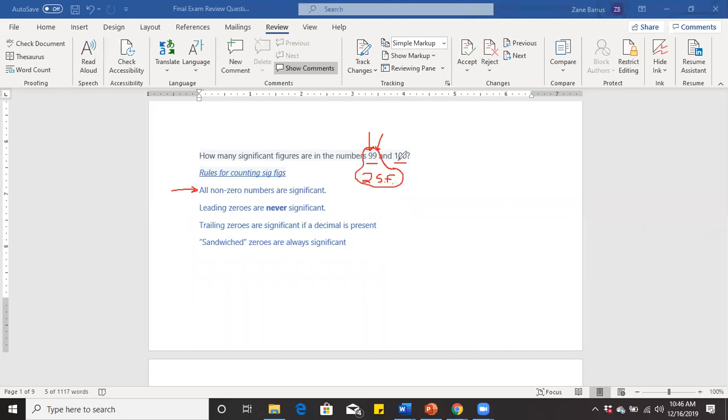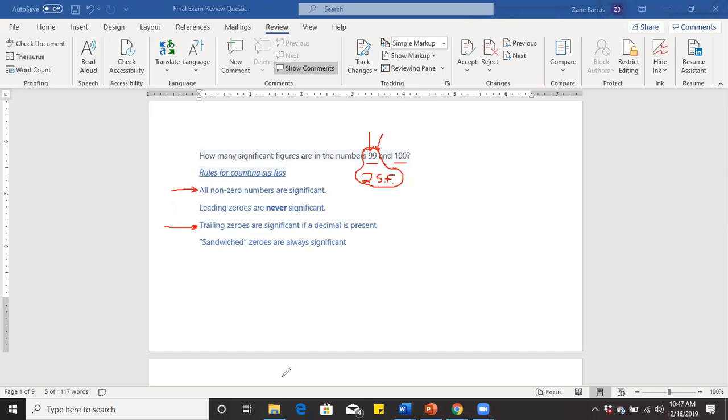When we look at 100, however, we can definitely see some zeros there. So the question is, are they leading zeros or are they trailing zeros? Because the zeros come at the very end of the number, they are going to be classified as trailing zeros. And notice the rule says that trailing zeros are significant if a decimal is present.